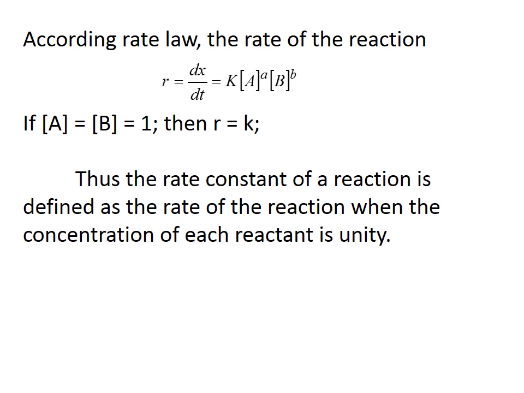The rate constant of the reaction is defined as the rate of the reaction when the concentration of each reactant is unity, concentration of A and concentration of B equal to unity. Therefore, R will be equal to K. R is the rate of the reaction and K is the rate constant, and this is one of the definitions for rate constant.